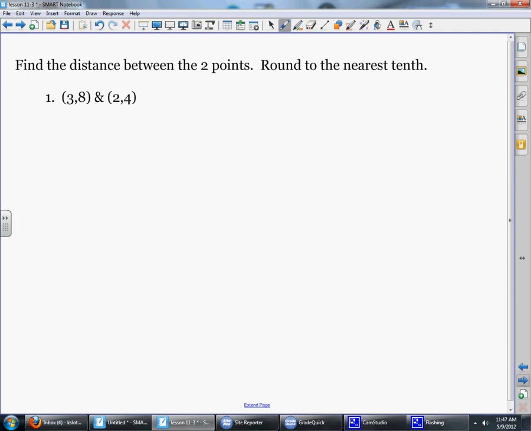I want you to try this one on your own and round the distance to the nearest tenth. When you have finished the problem, turn back on the video and we'll go over this together.